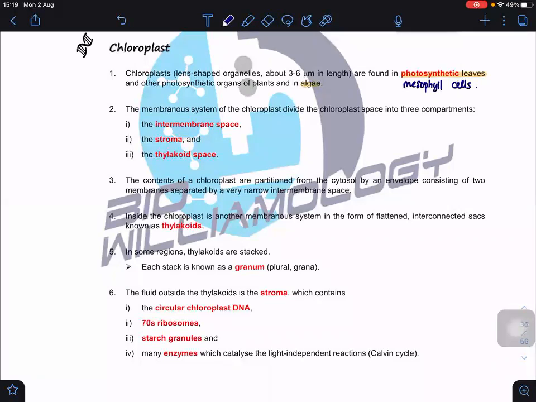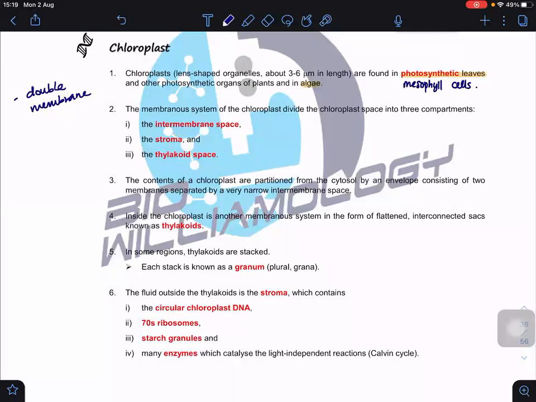Now, if we look at the structure, the membrane system of the chloroplast divides the chloroplast into 3 compartments. This chloroplast is similar to the mitochondria. I don't use the word same, but similar to the mitochondria. So write down: chloroplasts are double membrane bound organelles.